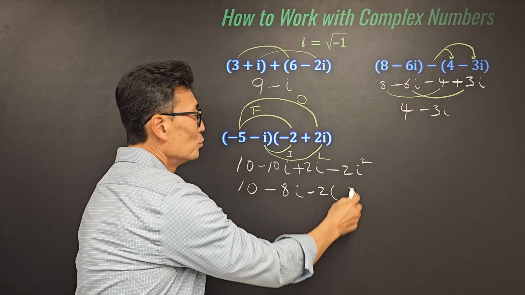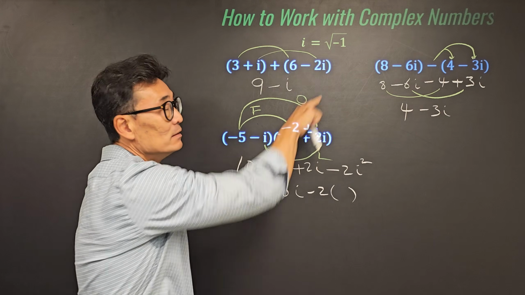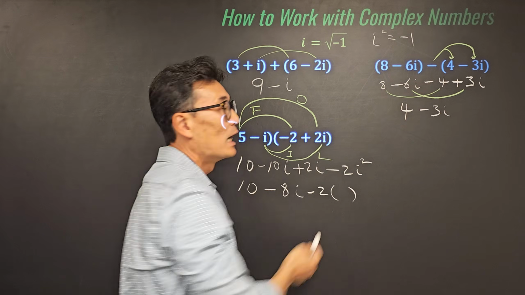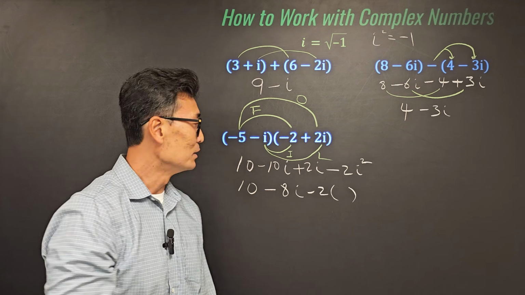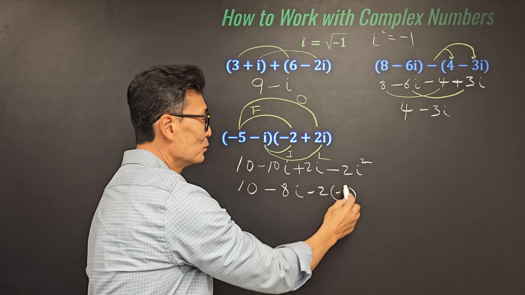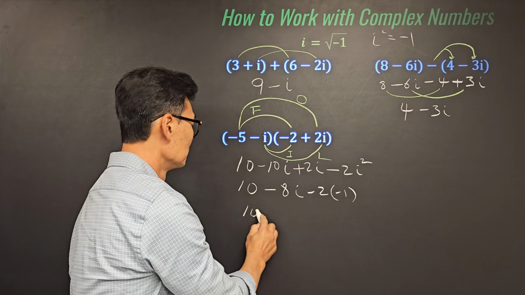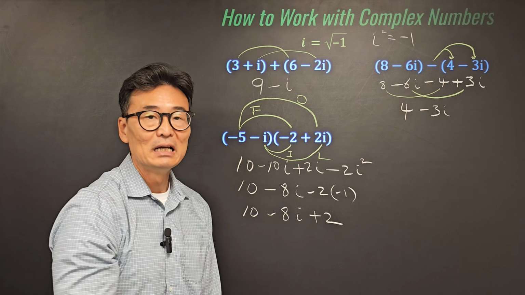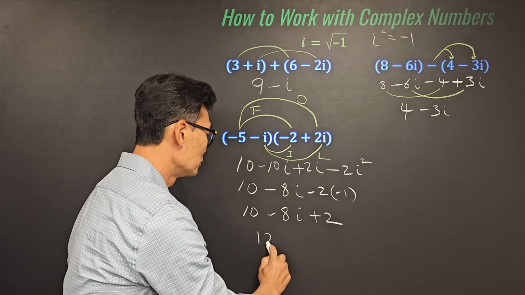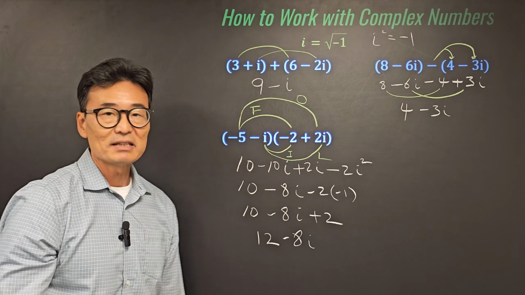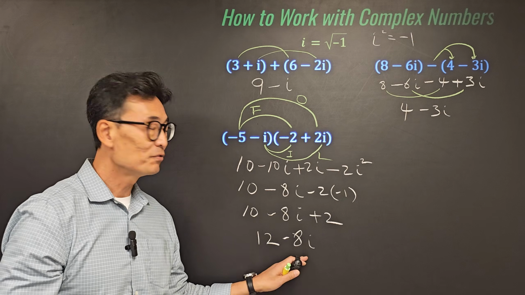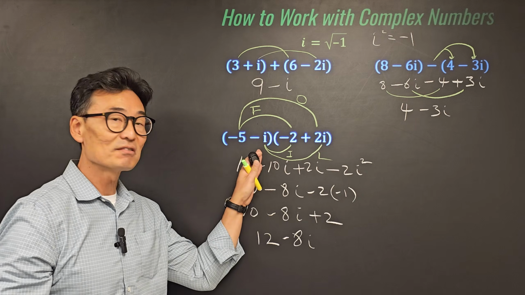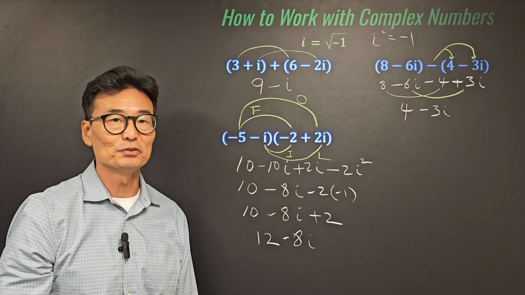Then we're going to simplify the negative 10i plus 2i into negative 8i. And also, remember, since i is the square root of negative 1, i squared is negative 1. So instead of that i squared, we'll replace that with negative 1, where negative 2 times negative 1 is positive 2. And then if we add the 10 and the 2, we get 12 minus 8i as our final simplification, or product, of negative 5 minus i times negative 2 plus 2i.